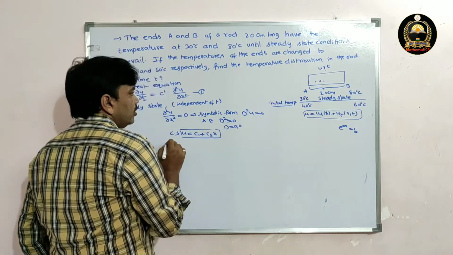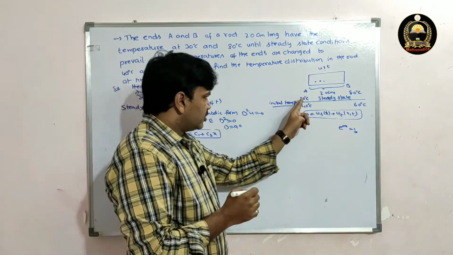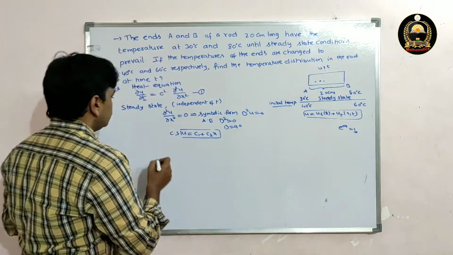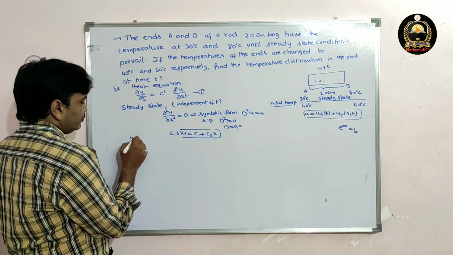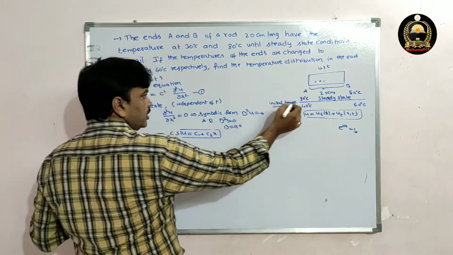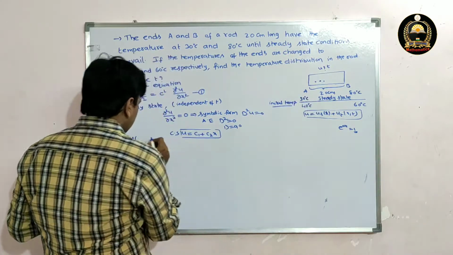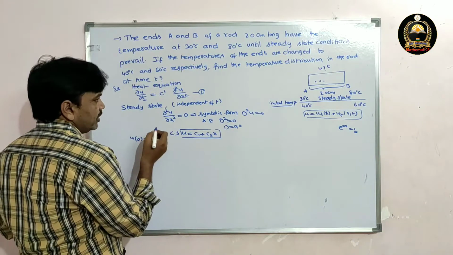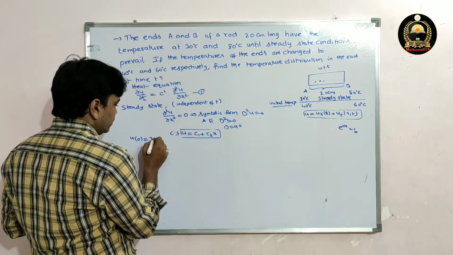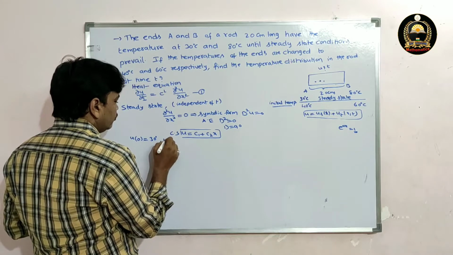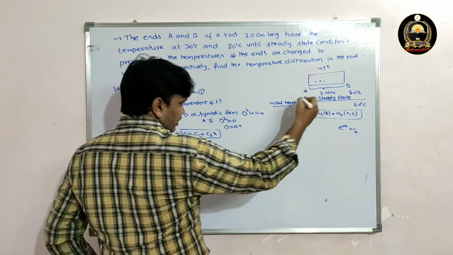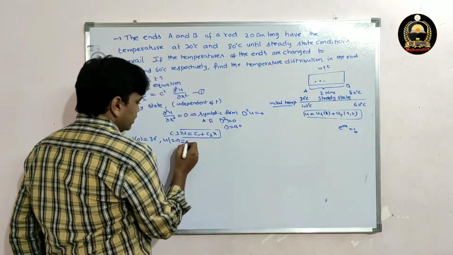Okay. Now initially what is the temperature, students? 30 degrees centigrade and 80 degrees centigrade. So here u is a function of x only. That means initially at A, the x value is 0, students. So u of 0 is 30 degrees centigrade, and what is the length, students? 20. So u of 20, the other end temperature, is 80 degrees centigrade.